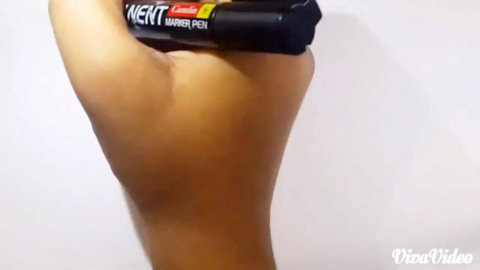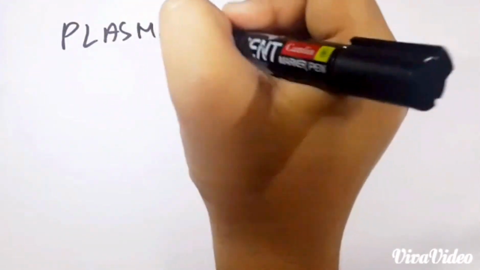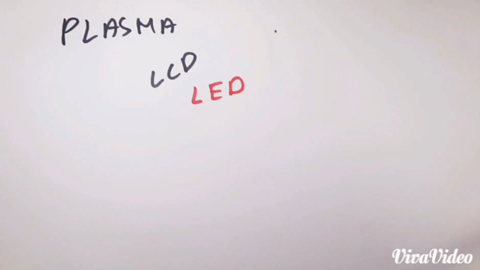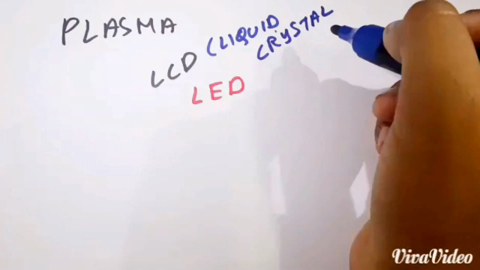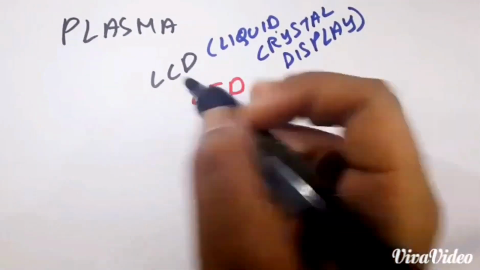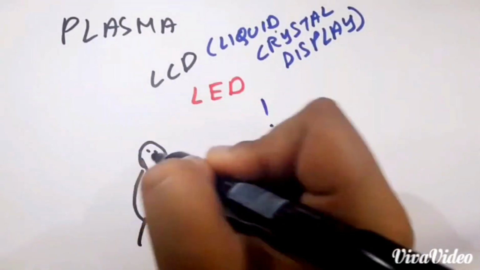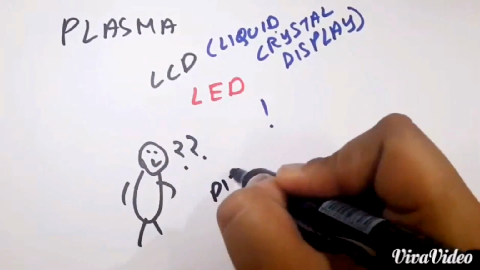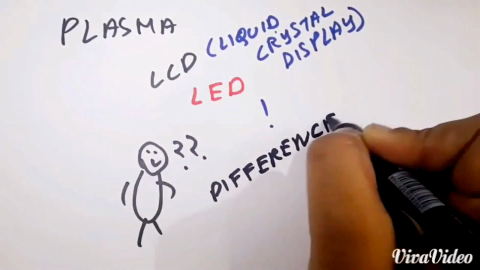We obviously have heard the terms plasma TVs, LCDs, and LEDs, and some of you may also know the full forms of these. But very few know what the actual difference between all those is. So today at Science Everywhere, I decided to tell you science lovers what exactly the difference between all these is. For that, we need to go to the beginning of TVs themselves.